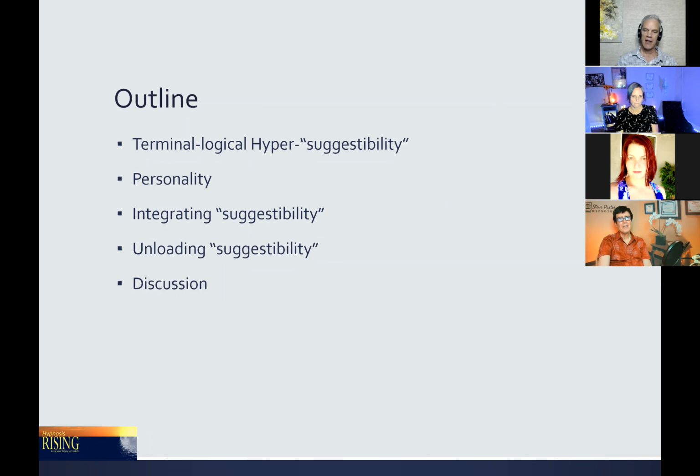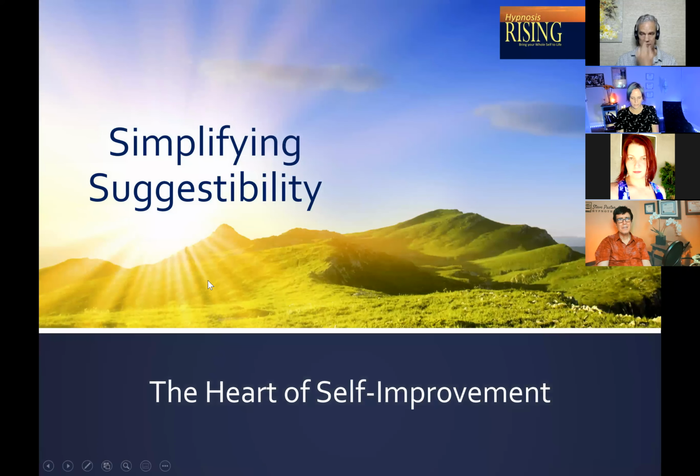So we're here today for part 2 of my seminar on simplifying suggestibility, which I believe is really the heart of self-improvement. And I was motivated to present this because I thought that the concept of suggestibility in Kappasinian therapy is kind of overloaded. There's a lot of subtle meanings of it, and it's become really focused on EMP.